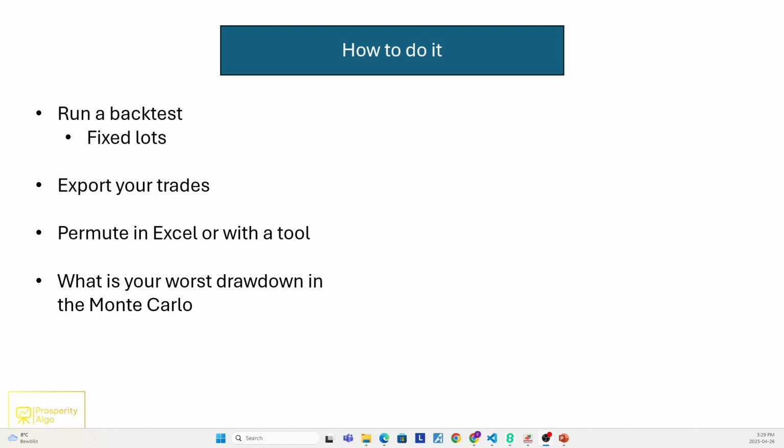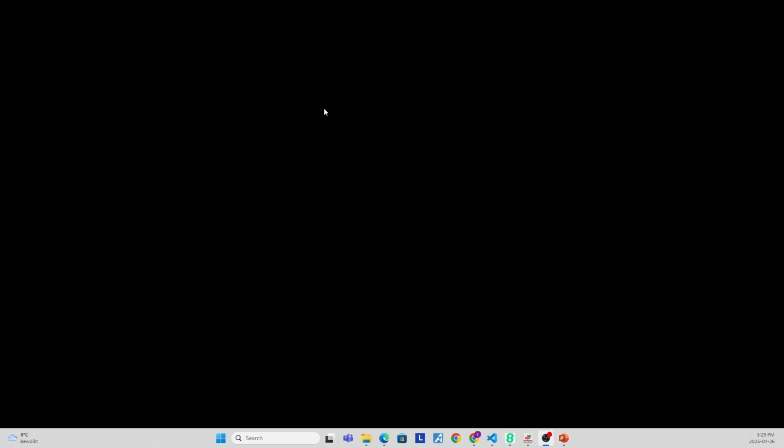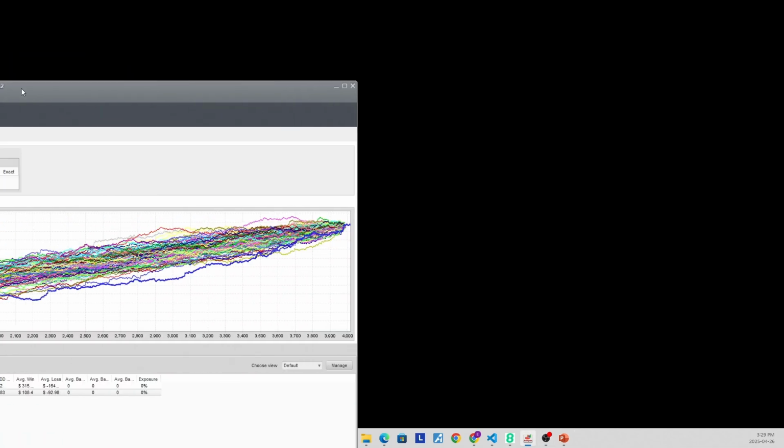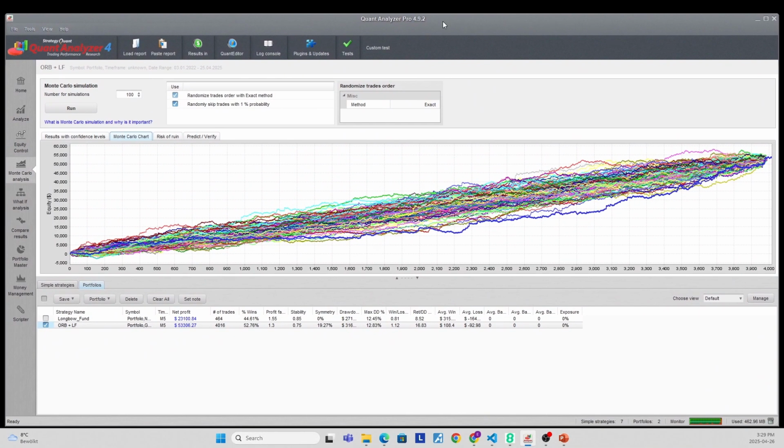Afterwards, you would typically export your trades either in HTML or CSV from whatever backtesting platform or MT5 you're using. And then you can permute them in Excel or with a tool. The main thing is that you want to see what your worst case drawdown can be in the Monte Carlo simulation. So now I'm going to show you guys a tool which can be rather helpful for doing this. You're also able to do the exact same thing using Excel.